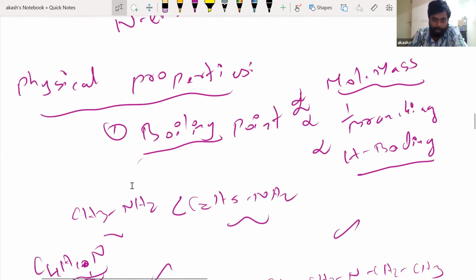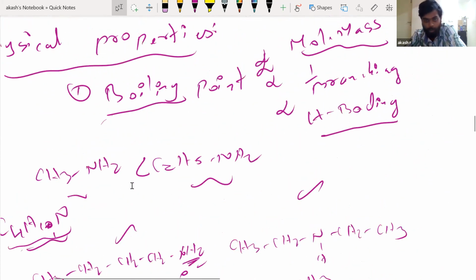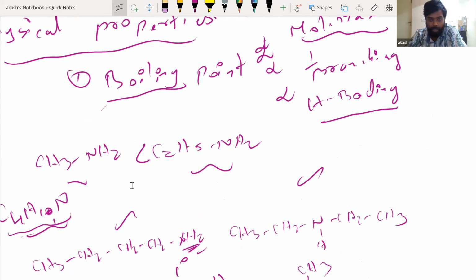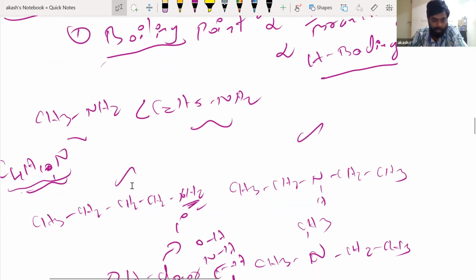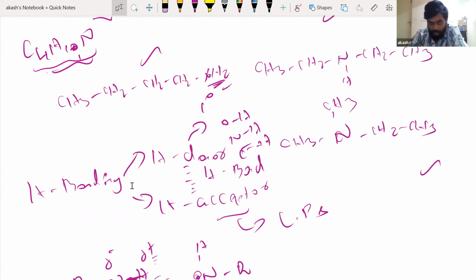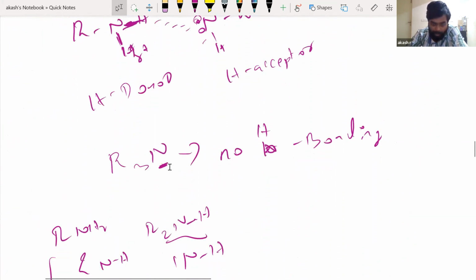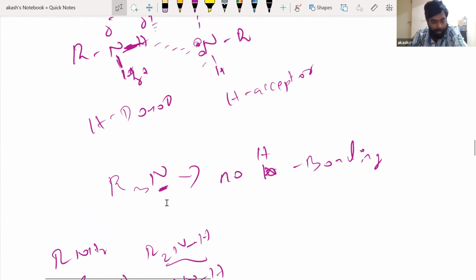Then we talked about the boiling point. We can speak about it in three ways: in terms of molecular mass, where it is directly proportional; in terms of branching, where it is inversely proportional; and hydrogen bonding, if it is there, that is going to be the deciding factor for everything. The more the hydrogen bonding, the higher the boiling point. We also understood what hydrogen bonding is: hydrogen donor, hydrogen acceptor. Now you can understand that in R3N, you cannot have hydrogen bonding between two molecules, so that is going to have the least boiling point among the isomeric amines.